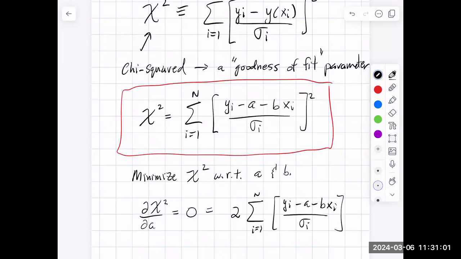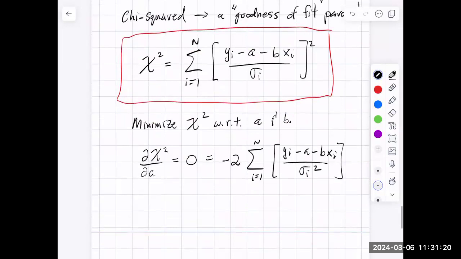And then what else am I going to get? I'm missing one thing. What am I missing? A negative 1 over sigma. So we'll get a negative sign, and we'll get another factor of sigma, and so we get the sigma squared. Okay, all right, so that's that.